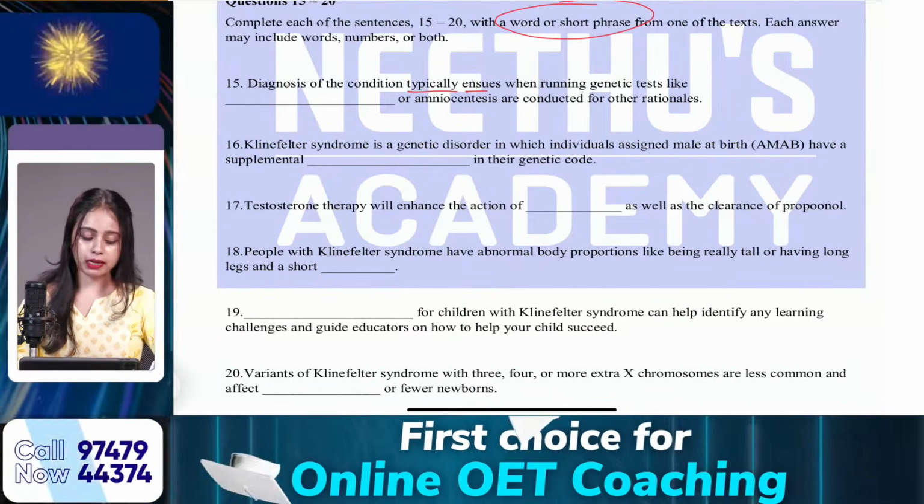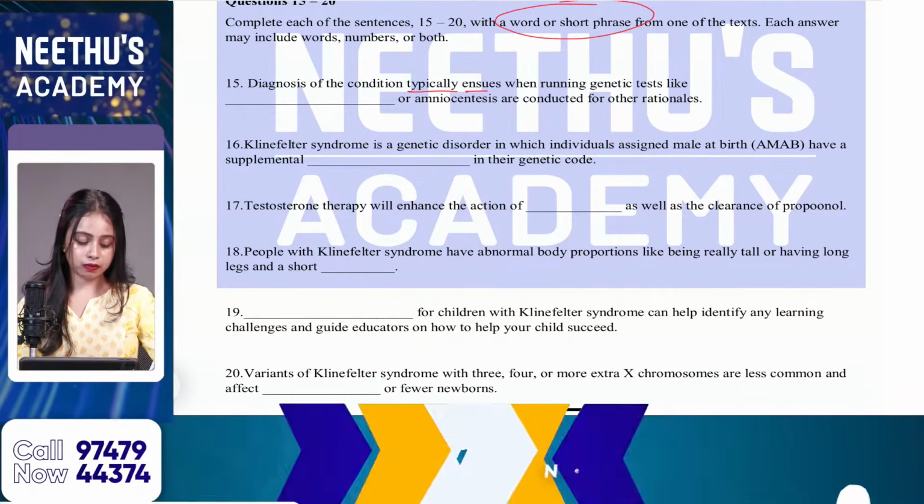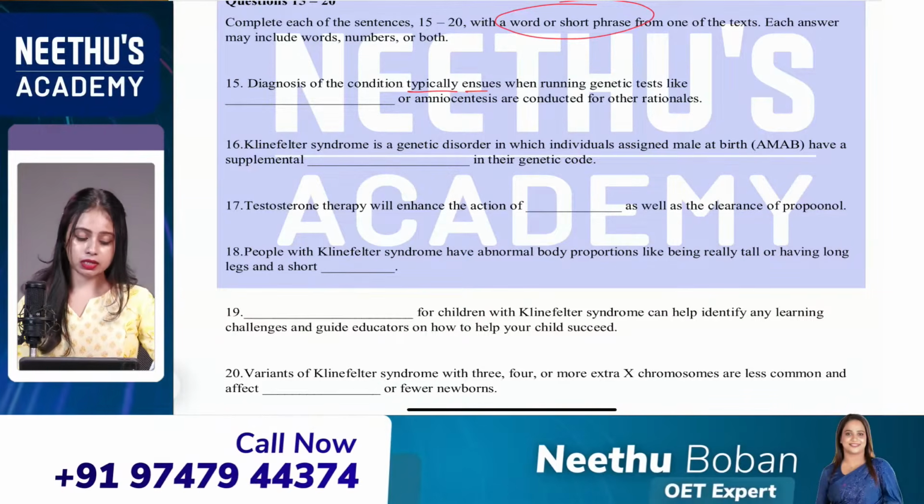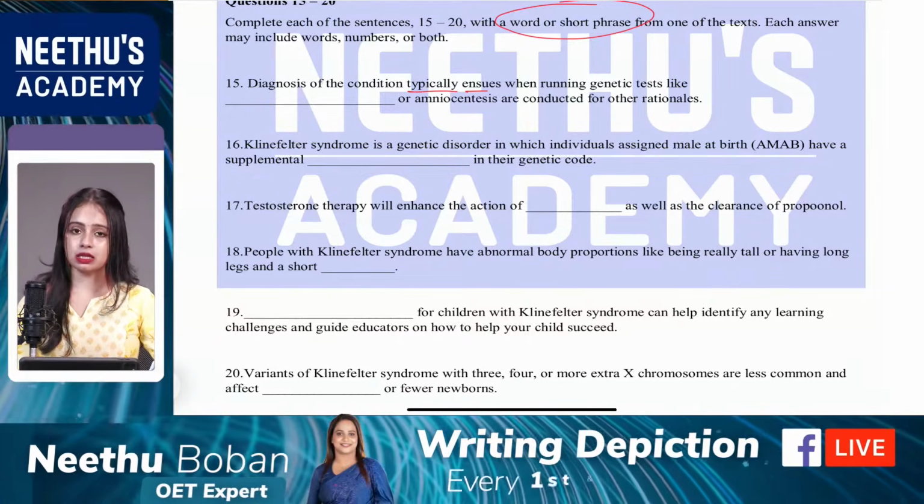60. Okay, Kirtu, it is from text C. Very good, dear. Okay, Anu, chorionic villus sampling. Okay, Nimi. Okay, Anjana. Then what about the 16th one?